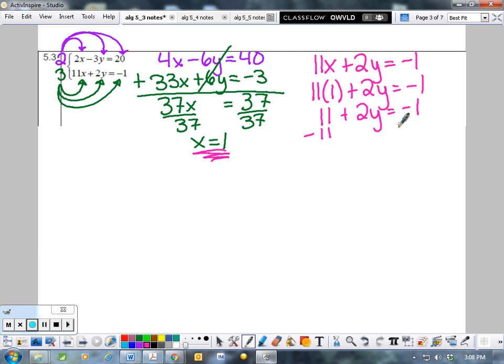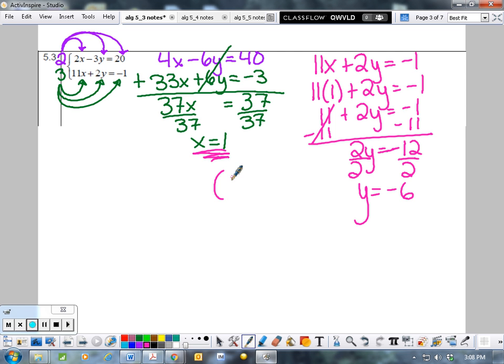I subtract 11 on both sides. So now I have 2y equals negative 12. I divide by 2 on both sides. And y equals negative 6. And so now I have an x value and a y value for the point where they intersect. So I have to write it as a coordinate. Where do they intersect? They intersect at the point x comma y. And that is my solution.